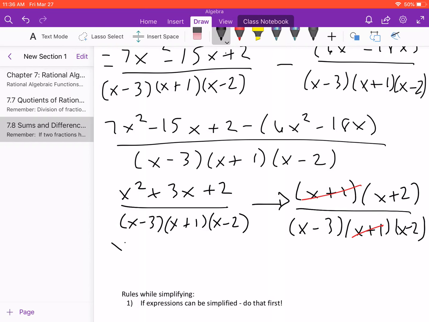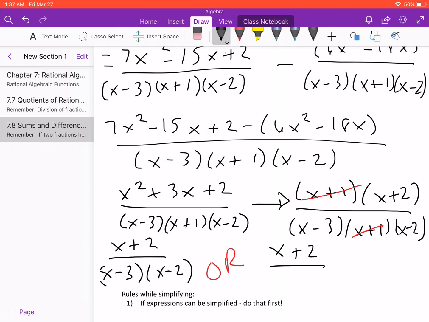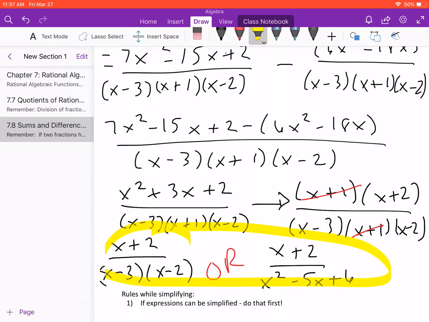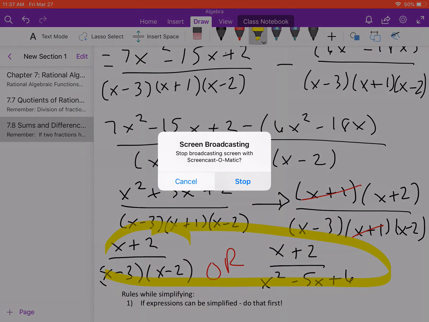So then our final simplified fraction can be written in two forms. The first one could be (x plus 2) all over (x minus 3) times (x minus 2), or you can go ahead and multiply that out, and your final solution becomes (x plus 2) all over (x squared minus 5x plus 6). And that, my friends, is how we find the rational expression for a difference.